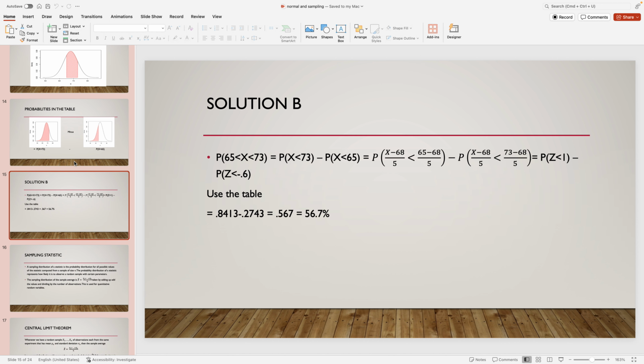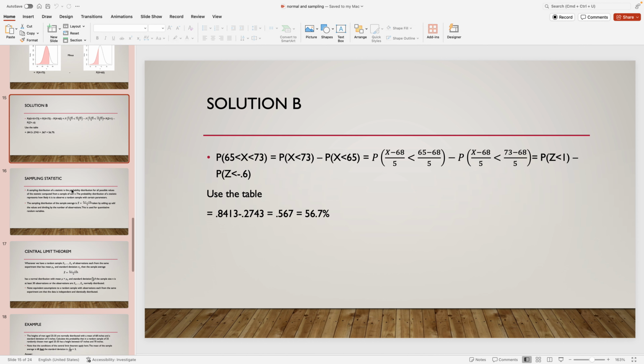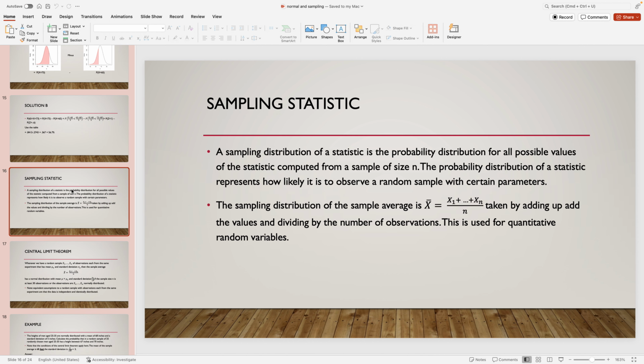Okay, so that's a review of the normal distribution. Let's talk about the sampling statistic. So a sampling distribution is the distribution for all possible values of this statistic computed from a sample. And that's a key word, a sample. And that's what makes it a sampling statistic.